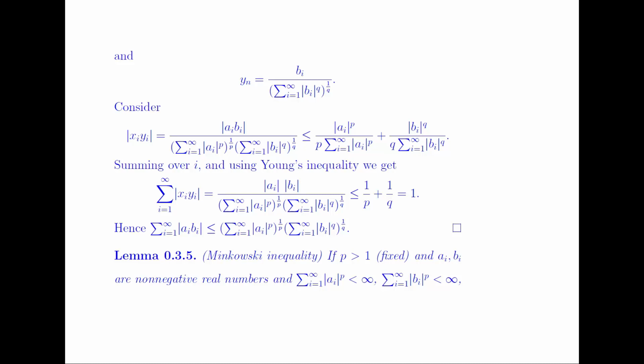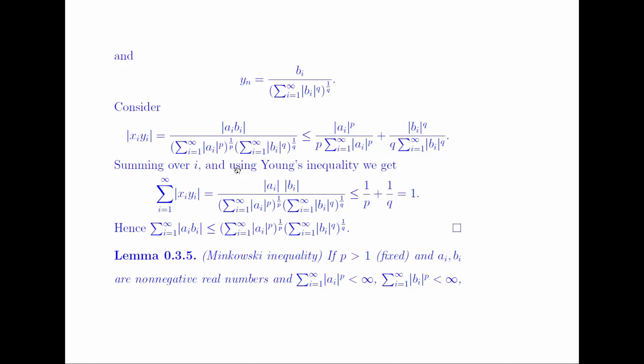Now again, using Young's inequality, we have |a_i b_i| is less than or equal to |a_i|^p over p into the summation of |a_i|^p, plus |b_i|^q over q into the summation of |b_i|^q. Now take up the summation over i.